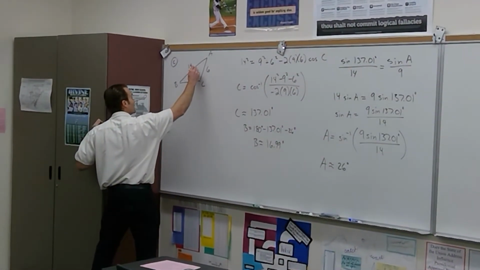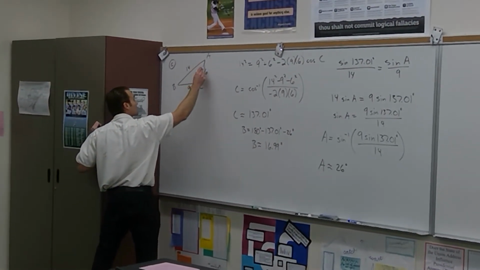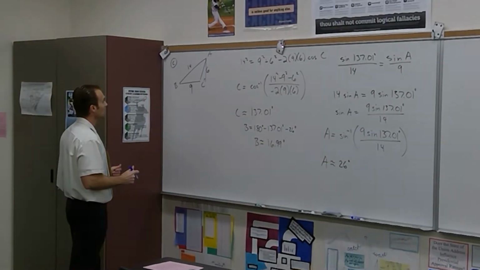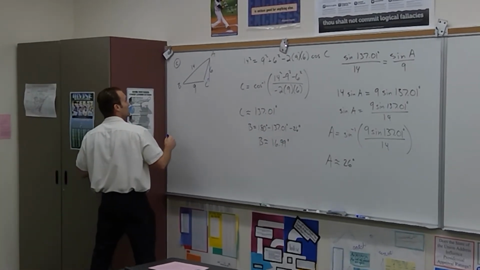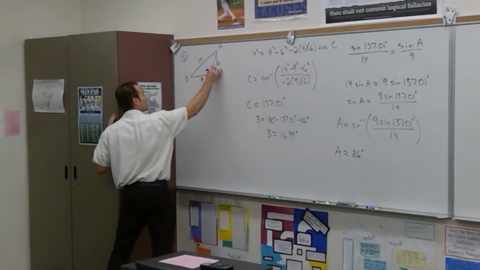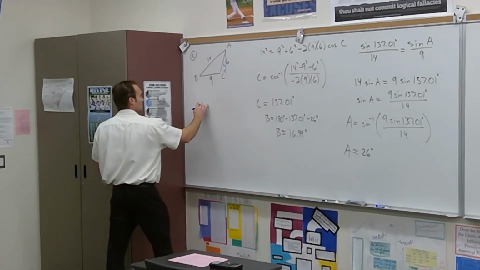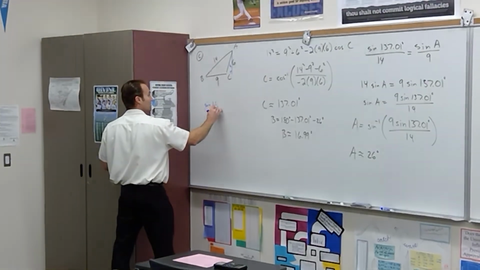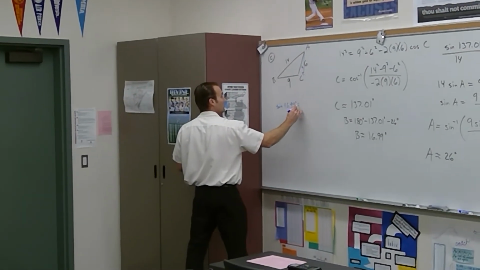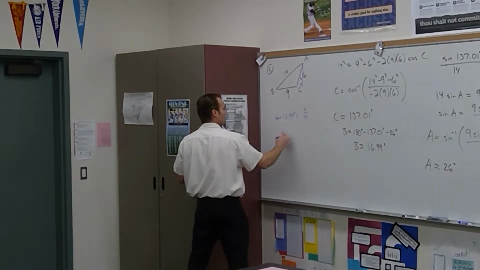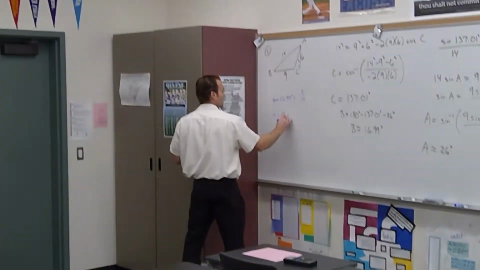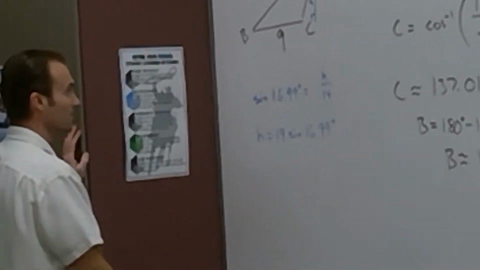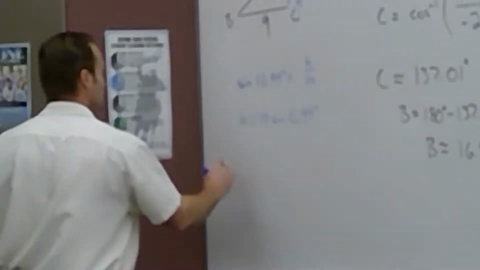So I'll go ahead and drop a height. So let's see, we know that the height here, call that h. So sine of angle B equals my height over 14, my height equals 14 sine of angle B, and area is of course half base times height.